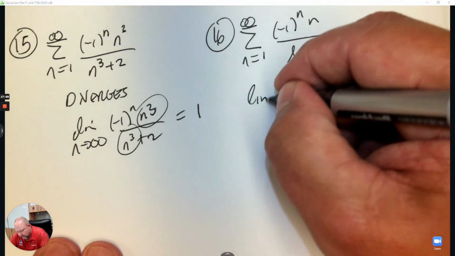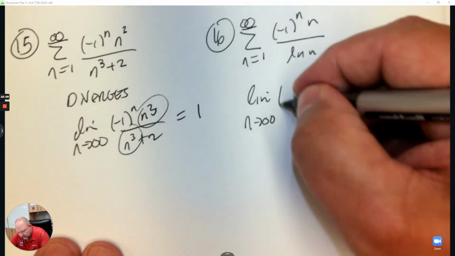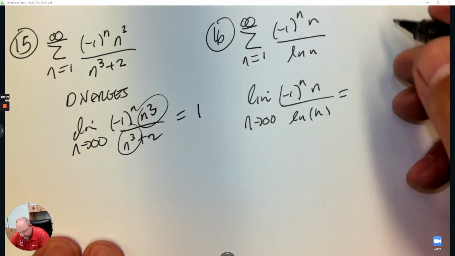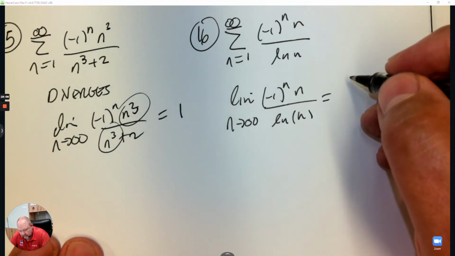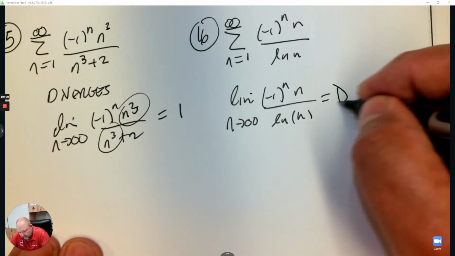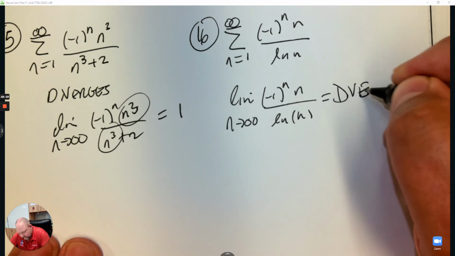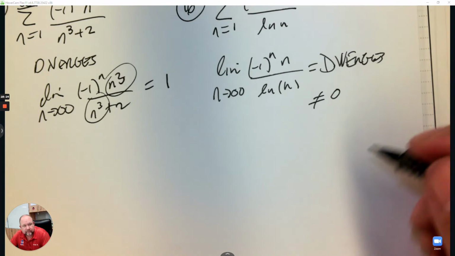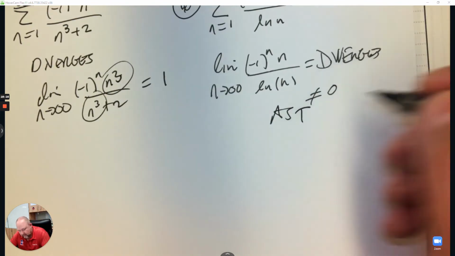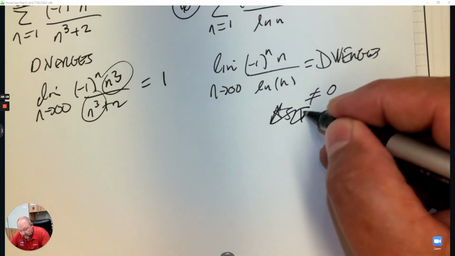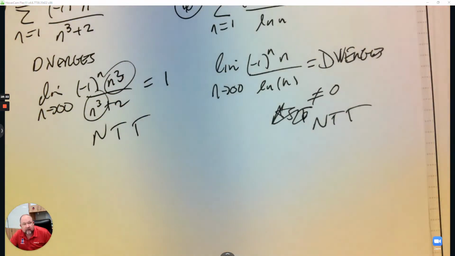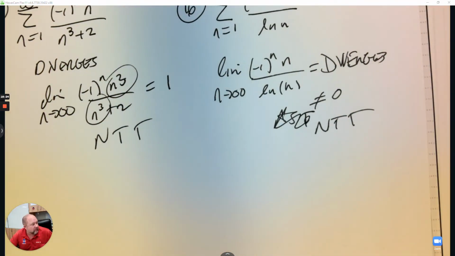16. Here's another situation where the limit as n approaches infinity. Again, the top is more powerful. So this diverges. It doesn't equal 0. Again, by the alternating, oh, this is actually the nth term test, right? This is the nth term test too. That it has to go to 0.